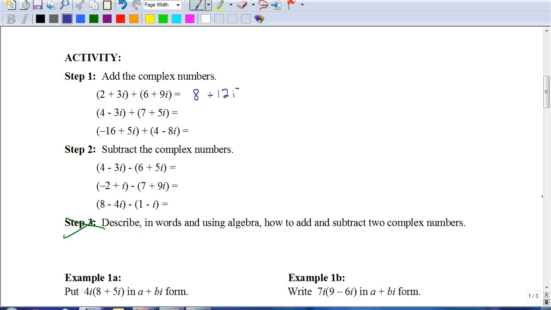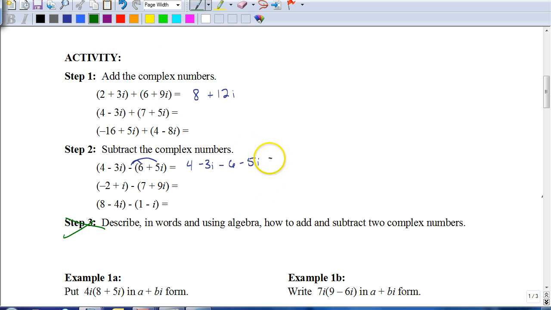Let's say if I have subtraction. If we have subtraction, that's a little bit more difficult, because we have to distribute this negative through to everything inside the parentheses. Now this first set of parentheses I really don't need. I can just write this as 4 minus 3i, because there's nothing outside the parentheses to distribute. That's why I don't need it. But then minus is outside the parentheses in the second set, so I'm going to distribute that minus. So it's minus 6 minus 5i.